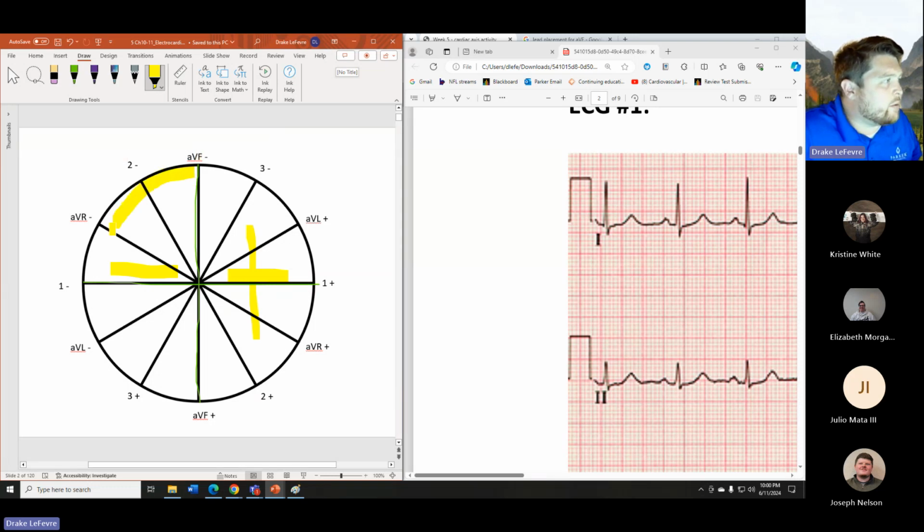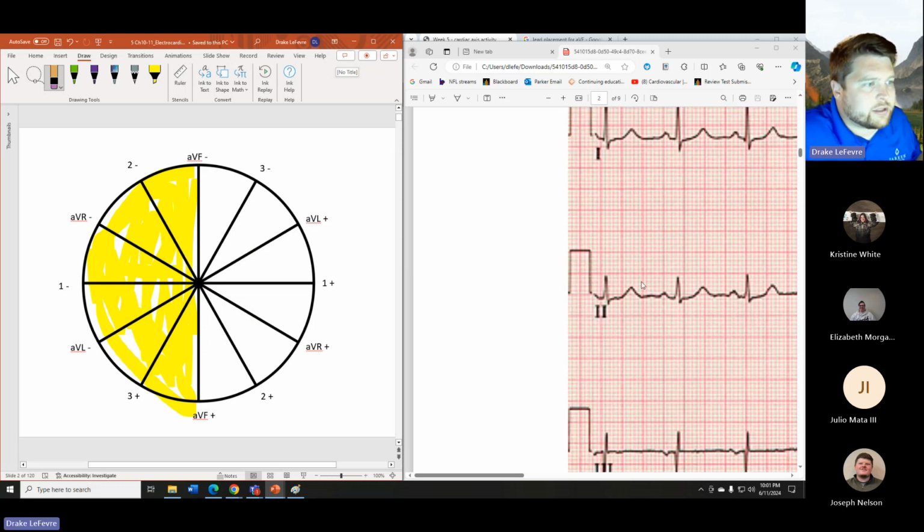So we can cross out all of this negative stuff. So we know that the mean electrical axis is not in this direction. It's somewhere in this direction. And then we move on to the next one.